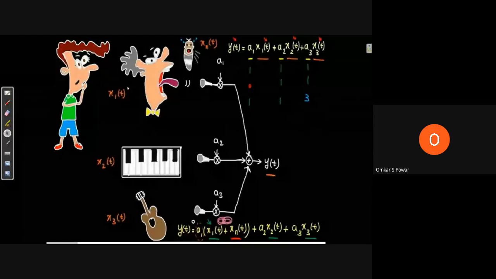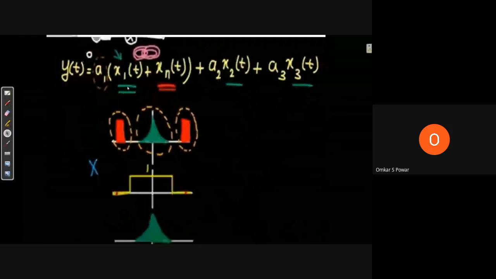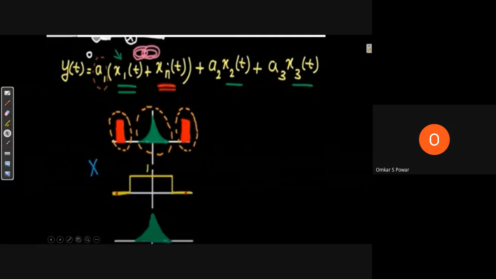Okay, so if you consider this equation, x1 of t is your singer's noise, xn of t is the noise from the baby, which you don't need, then x2 is of piano and x3 of some guitar. So now what we want is that this xn should be 0. Okay, so I will take the frequency representation.